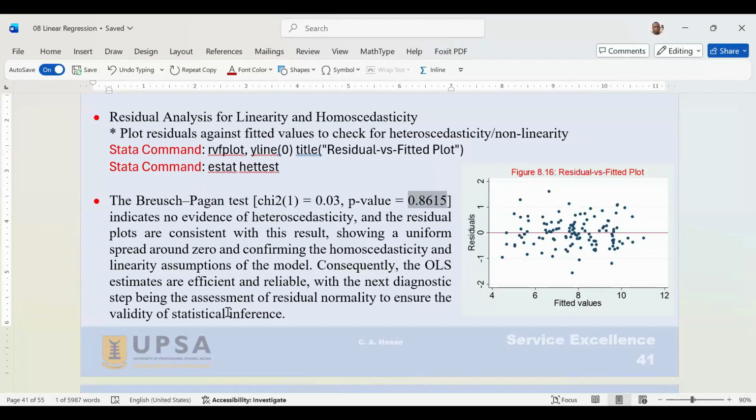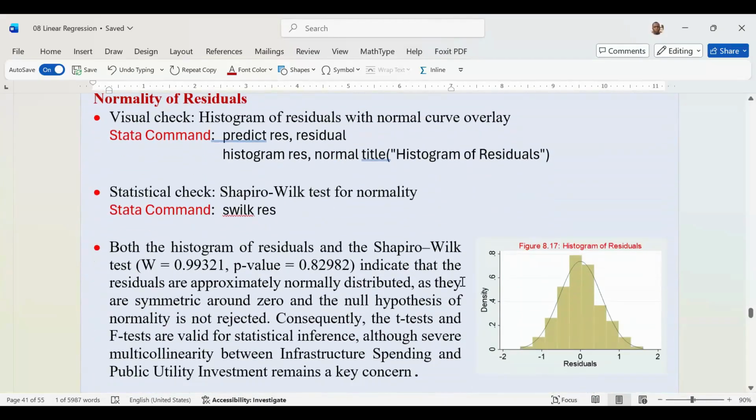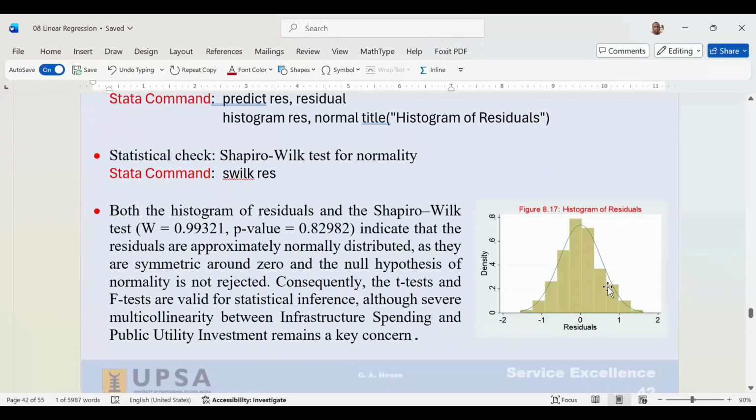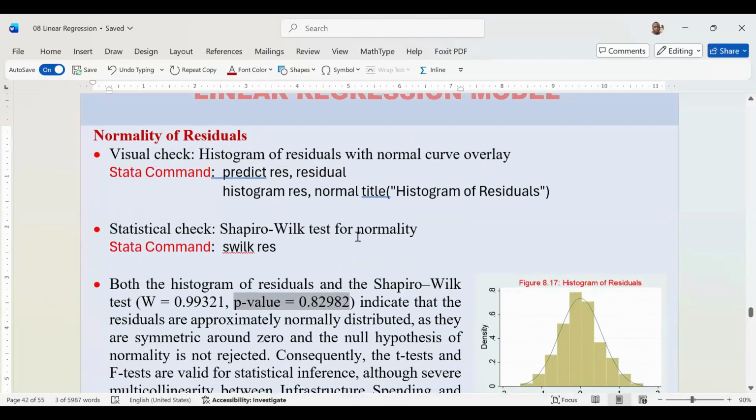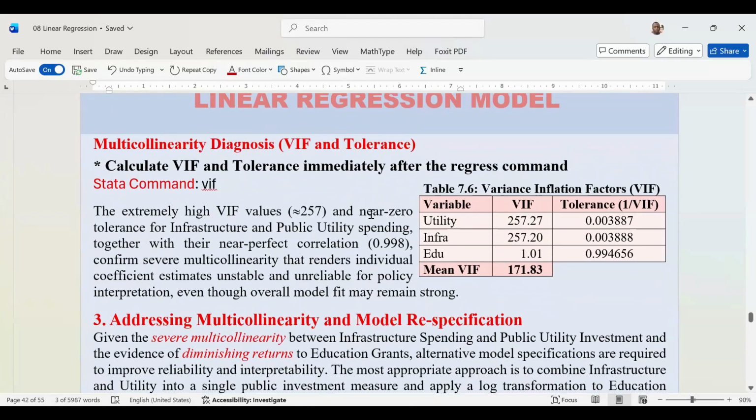The homoscedasticity assumption. The homoscedasticity assumption has been validated. Okay? So this assumption is validated from the Breusch-Pagan test. Then we did the normality test. It appears to be normally distributed. And the Shapiro-Wilk test also gave us a very big p-value, which shows that our residuals are what? Normally distributed. The residuals are normally distributed.